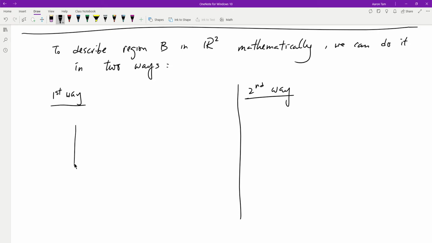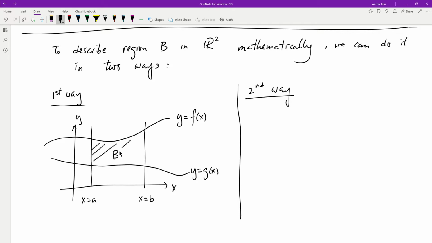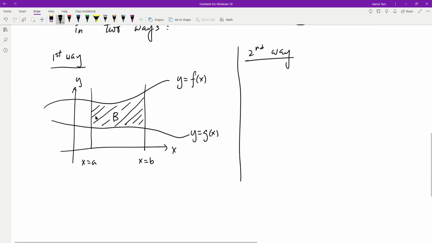So the first way is to describe the region like this. Remember, it's a region on the XY plane. It is described by using two different equations, and then a gap between two different values. So here becomes our region B. In this case, we can describe B as the following.